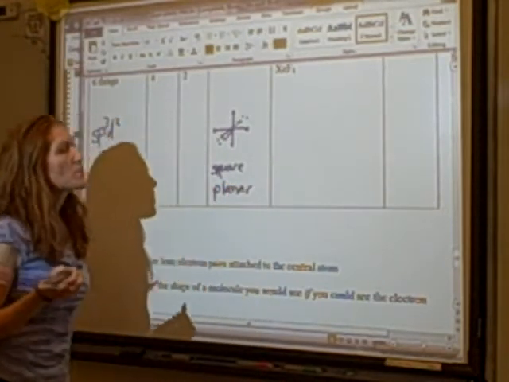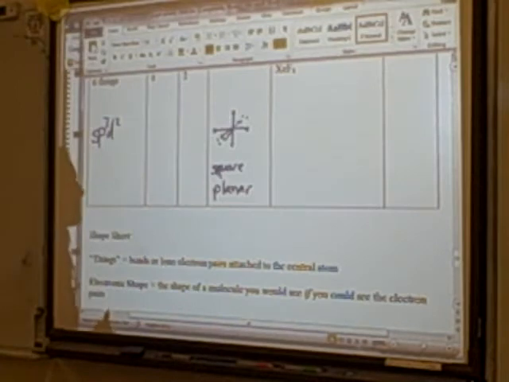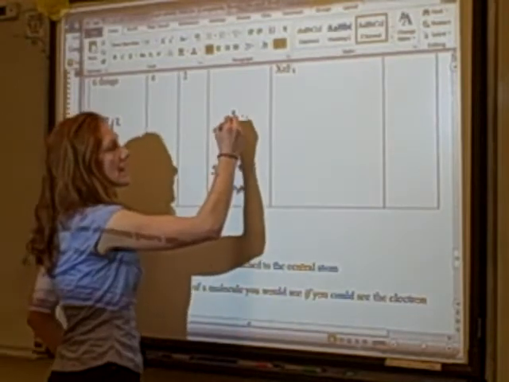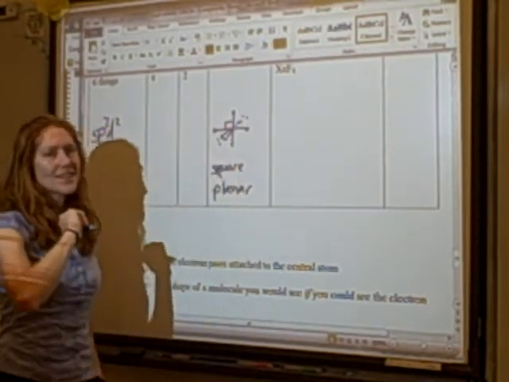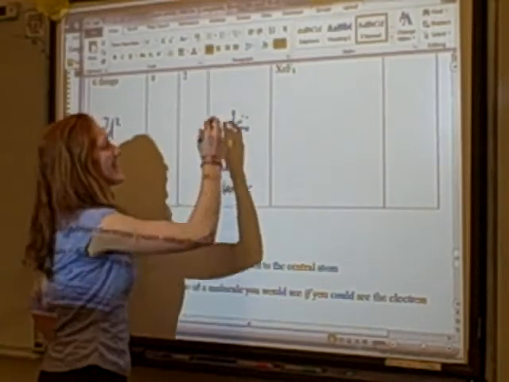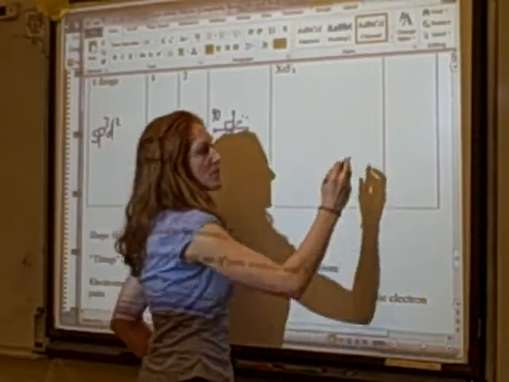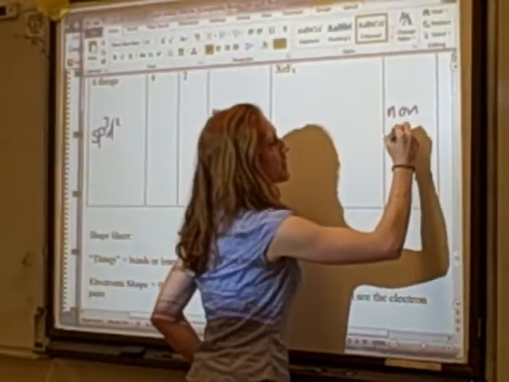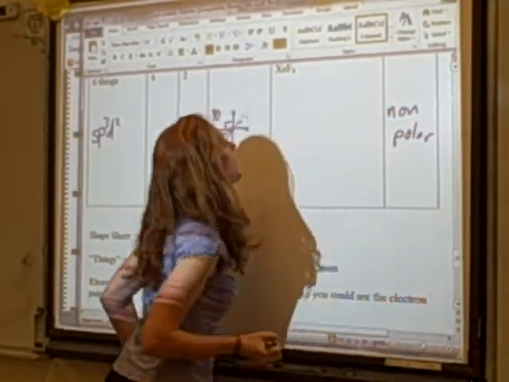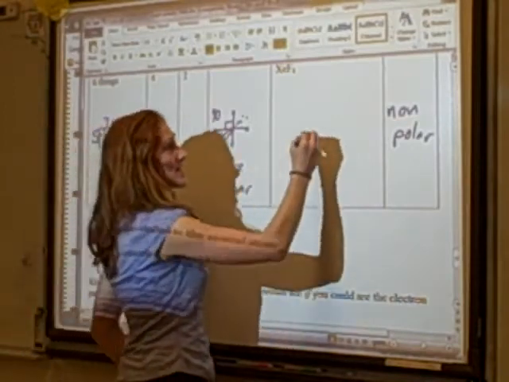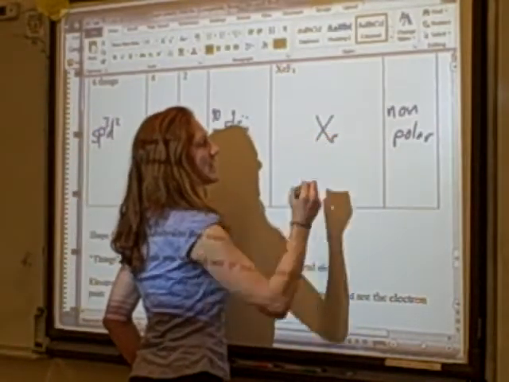Okay, and the square planar actually is symmetrical, and all the bond angles are going to be 90 because those lone pairs cancel each other out. So it's 90 degrees, and we said symmetrical, so it is non-polar. All right, and our example for that is going to be the xenon tetrafluoride.